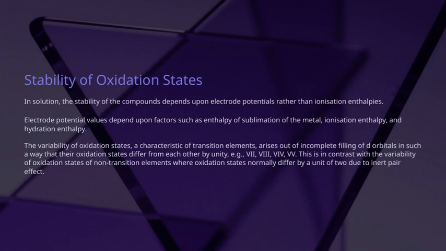So, in summary, the stability of oxidation states in transition metals is closely linked to their electronic configuration, and understanding electrode potentials helps us predict which states are more stable under specific conditions. This concept ties into the overall theme of how transition elements behave chemically and electrically.